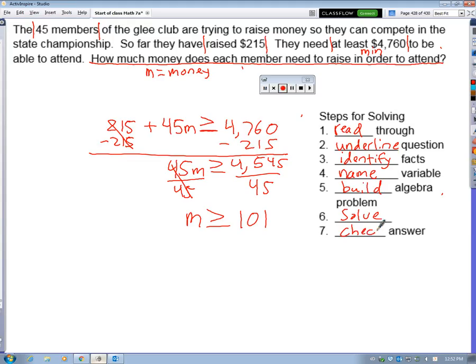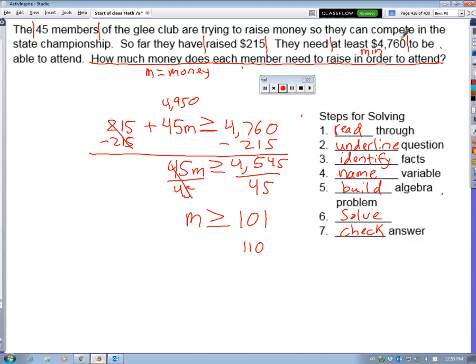Now let's check our answer to make sure it matches the story problem. Since the money can be more than 101, let's just use a number. What if they raised $110, and let's see if this works. If we put 110 into this math problem, 45 times 110, we would get 4,950, which is perfect, because even with that amount, adding the 215, we are already over this goal, and the club can go on the trip. And it makes sense, because if they did do 110 each, they would have at least this amount and even over that amount. So our story problem worked out that way using that symbol.